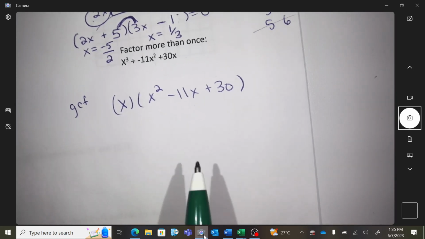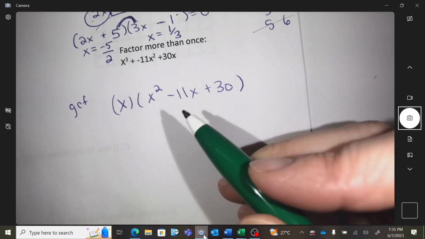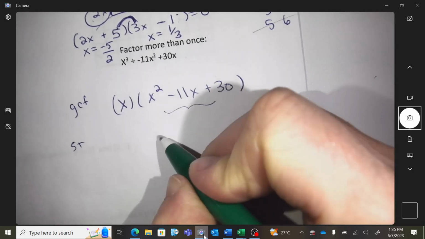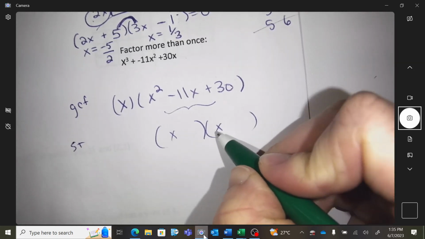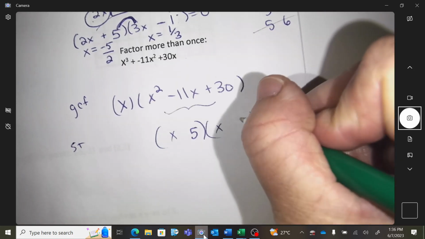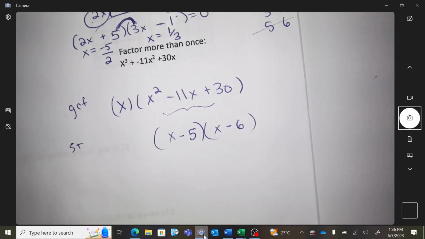Now what? I'm looking at just this part now. It can go more. So what is that piece? Simple trinomial. So 2 numbers that make 30. When you do what operation? They have to do what to 30? Multiply to 30. Got some numbers that multiply to 30, and add to negative 11.